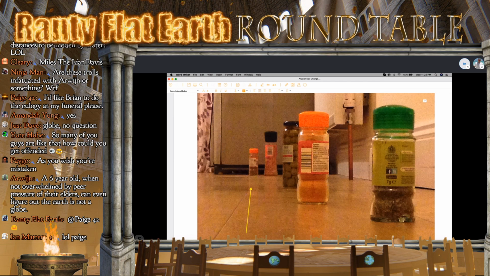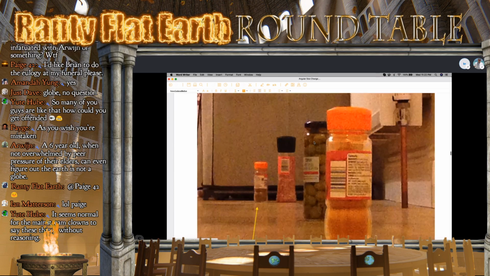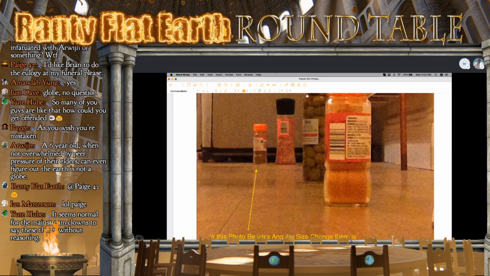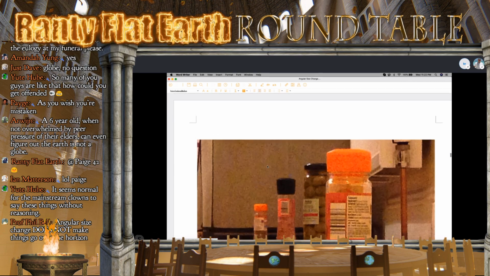And this jar of olives, which is bigger by an inch or inch and a half than this, is obviously smaller in the background, but that's just angular size change. But the globe side, the argument would call that going over the curve. There it is again, closer again, and you can still see, look, the bottom is disappearing. But there's just a few choice photographs I really want to show.